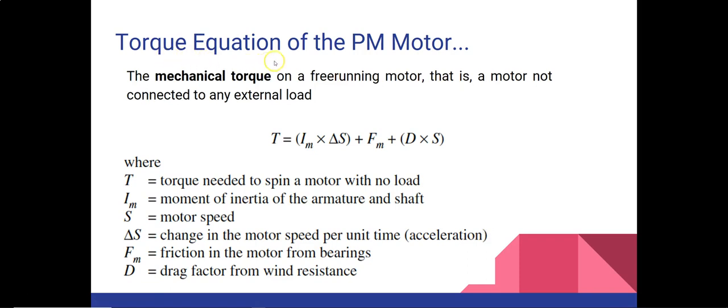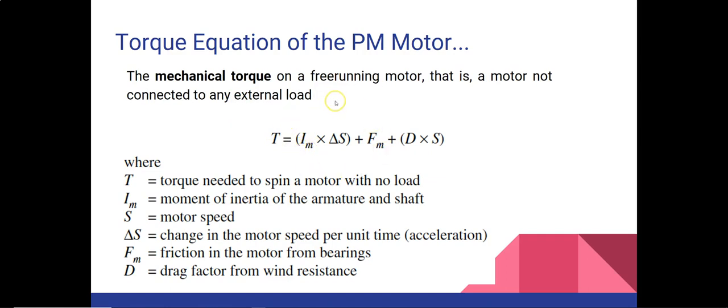Now next is the torque equation of the permanent magnet motor. It says the mechanical torque on a free running motor, that is, a motor when it is not connected to an external load, is given by this equation.